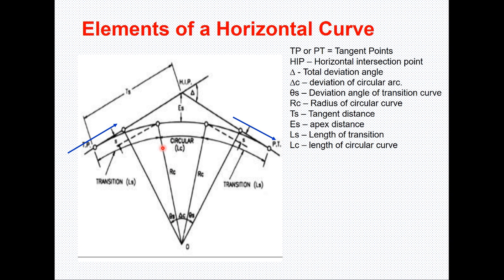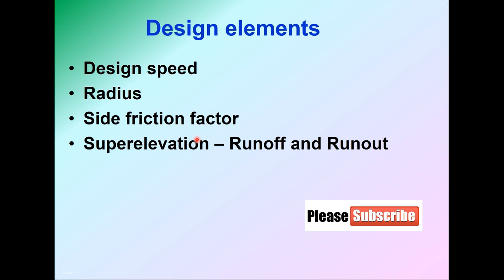RC is the radius of the circular curve, and this TS is the tangent length, that is the distance between tangent point and the horizontal intersecting point. So in this direction as well as in this direction, this will be equal. This ES is called the apex distance. LS is the length of transition on both sides, and LC is the length of circular curve. Now all these data are needed while laying a horizontal curve in field.